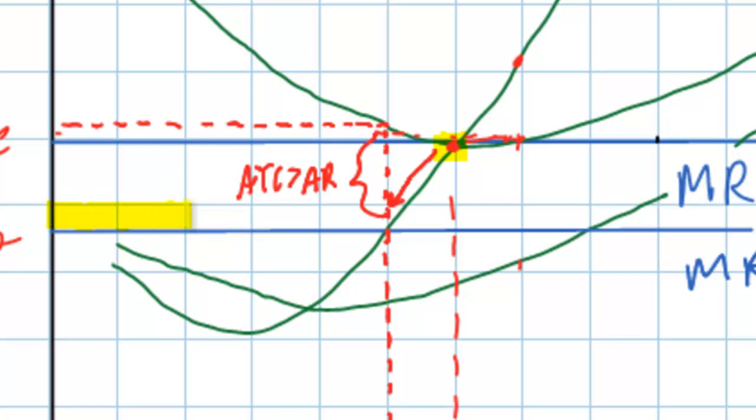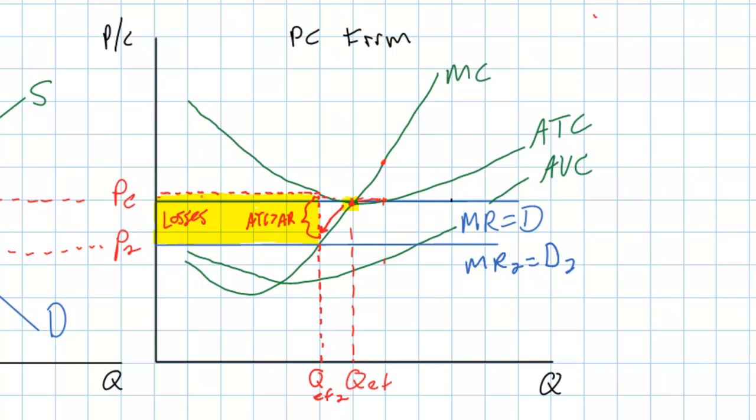So we can now shade this area. If we want to know the level of economic losses for this firm, we must subtract its total costs from its total revenues, or its average total costs from its average revenues. And we'll see that ATC is greater than AR, therefore the firm is actually earning losses. These firms are now earning economic losses. Their average total cost is greater than their average revenue, meaning that for each unit of output that they produce and sell, they are selling it for less than it costs to produce. Bad news for the firms, but will this be sustained in the long run?